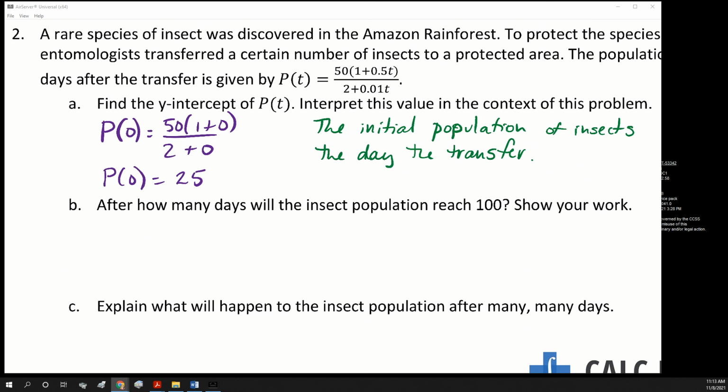Okay. And then for B, after how many days will the insect population reach 100? So this is kind of like that one we did earlier with the 5%. We wanted to find when the drug was effective. So we want the population to be 100. So we set the population equal to 100 and solve it for T. Now I am going to go ahead and distribute that 50 because it's kind of hard to work with the way it's written right now.